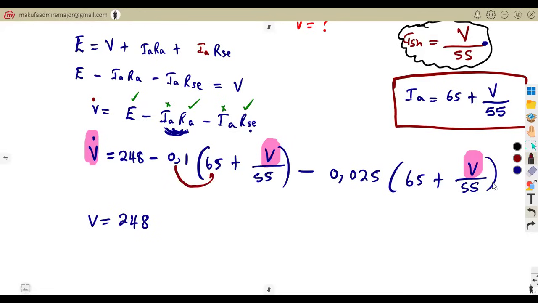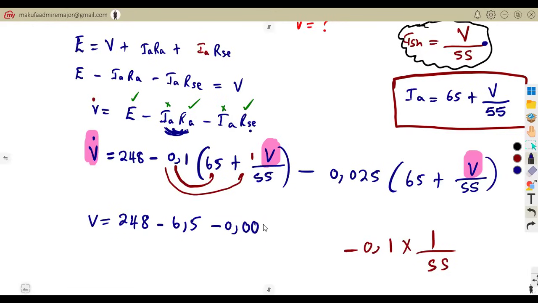You multiply here. That was going to be minus 0.1 times 65. You're multiplying, so it was going to give us minus 6.5 on that one. So it was going to be negative 6.5. You multiply minus 0.1 to this. Here it's 1 over 55. So it's minus 0.1 times 1 over 55. This is how you're supposed to have it. So it was going to give us a decimal, negative 0.00182. But take note, there is a V there. So you put a V.